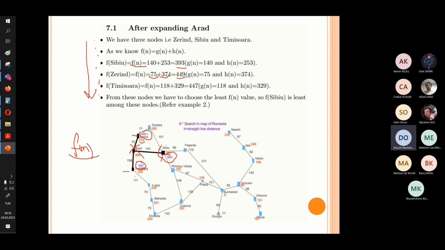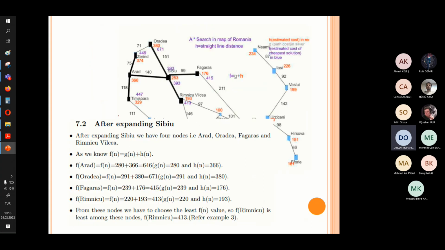Now it is time to expand Sibiu. Therefore, we will be expanding Sibiu by checking Fagaras and Rymniku Vilsae. After calculating and seeing that among these nodes Sibiu has the least Fn value, Sibiu will be selected. You have to write it down in your exam paper. Then we have to expand Sibiu.